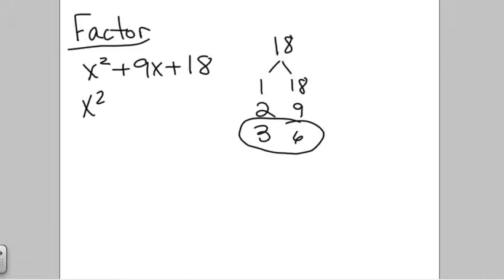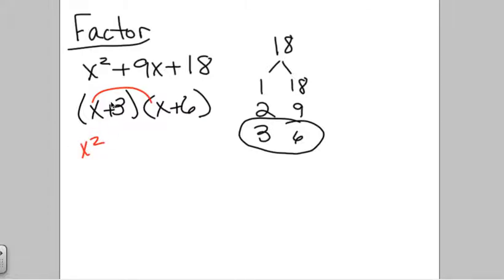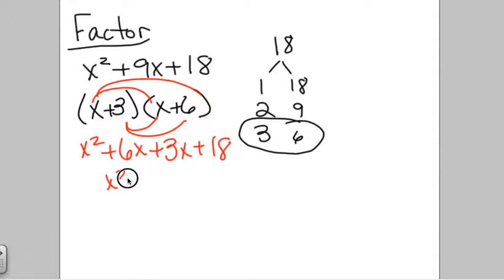So I know that x plus 3 times x plus 6 would give me that trinomial. And I can check that by foiling back. First, outer, inner, last. So then I have x squared, combine like terms, and I'm back where I started. So factoring gives me this answer here.